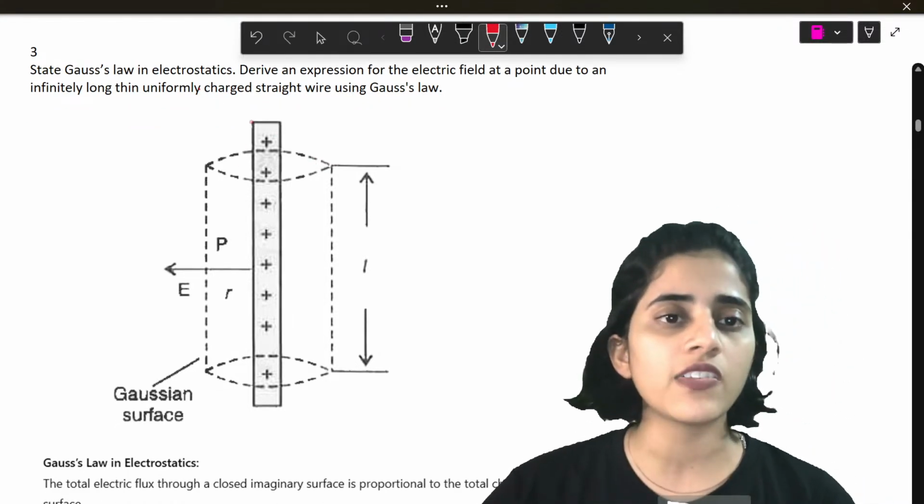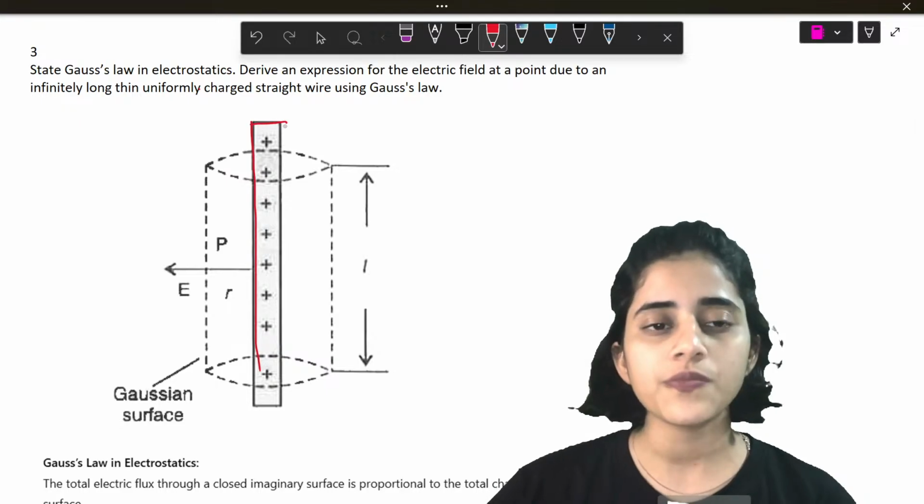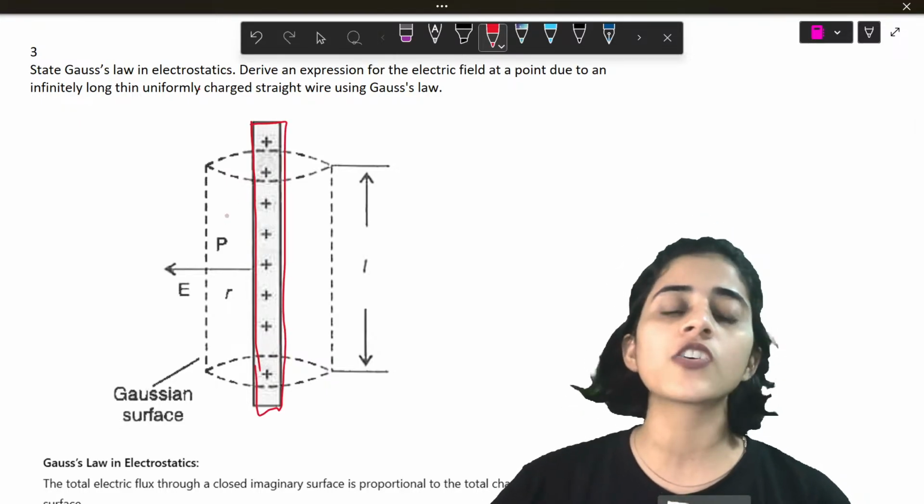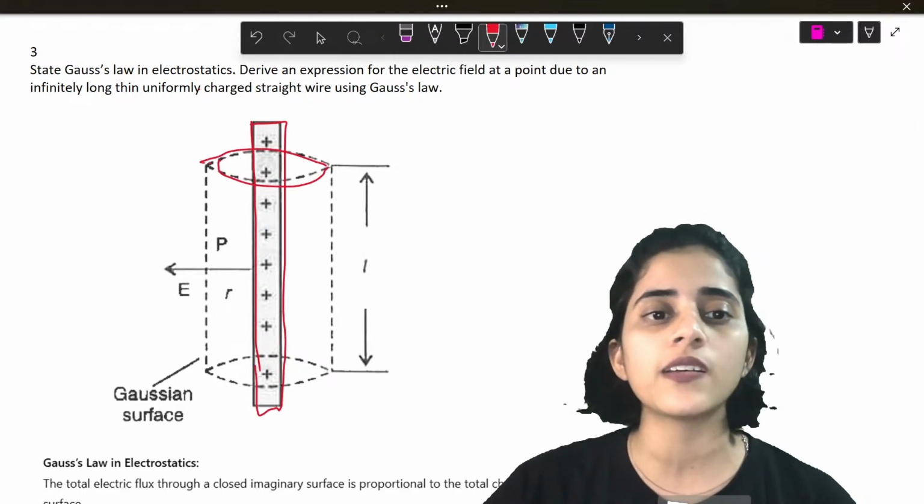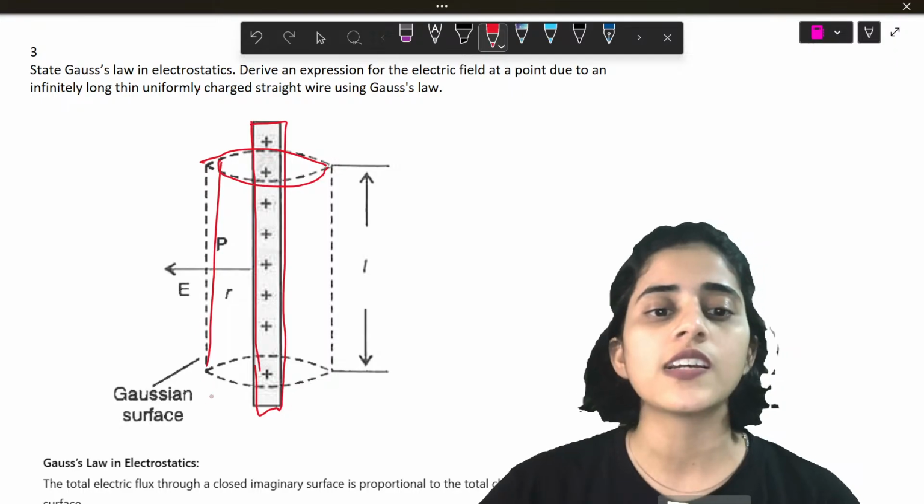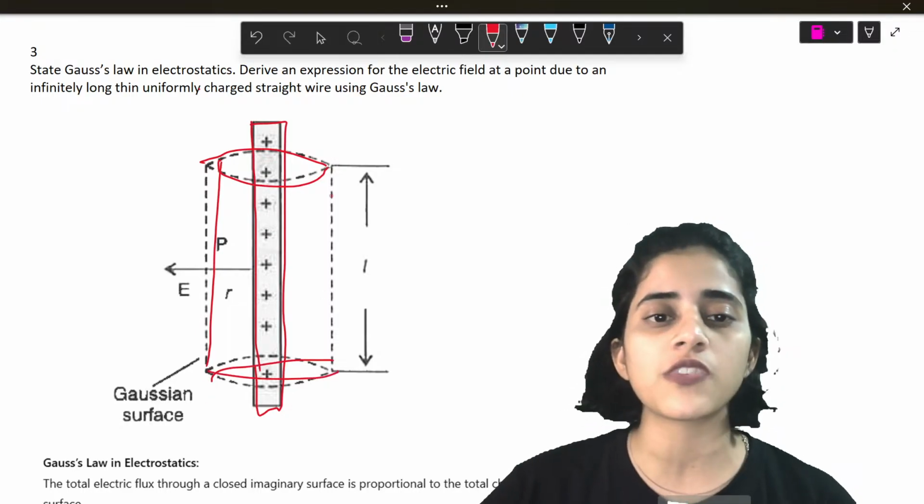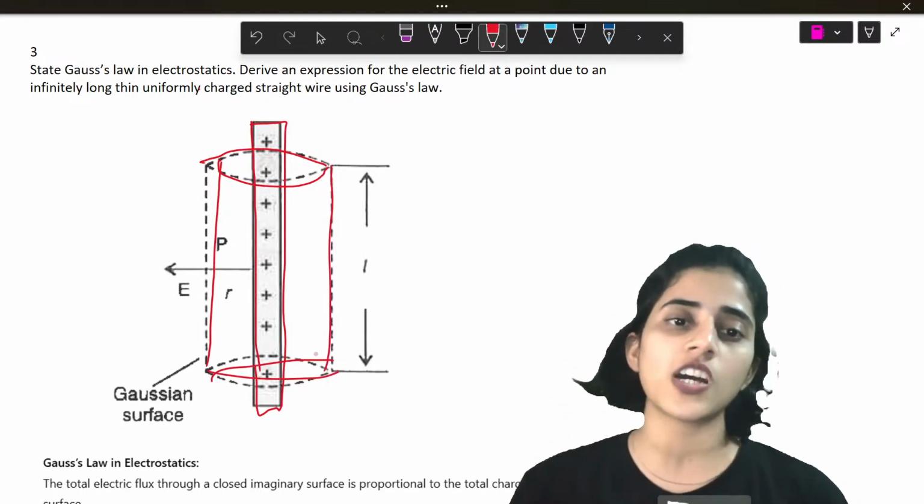So here what I have is a straight wire. I draw a Gaussian surface around the wire. The Gaussian surface is an imaginary surface that can carry all of the charges. Okay.